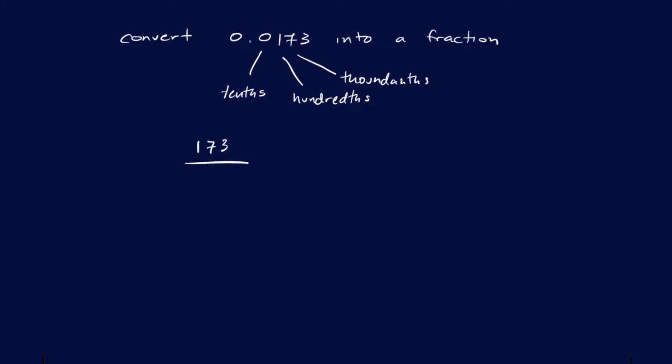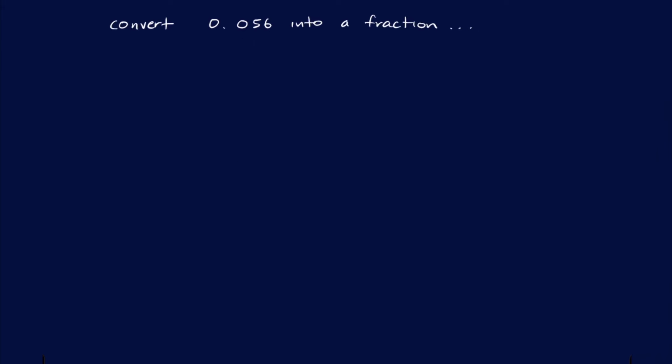So 173 over 10,000 is our final fraction, since the highest common factor between these two numbers is just 1, so this is the fully simplified form of our fraction. What about the decimal 0.056 as a fraction?